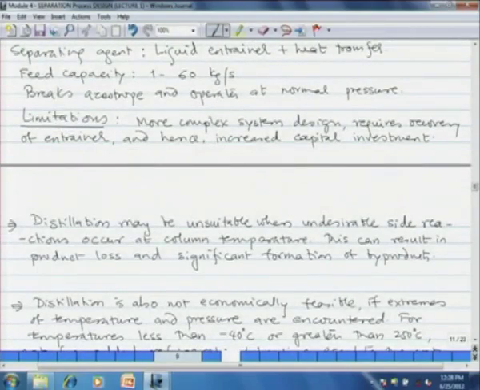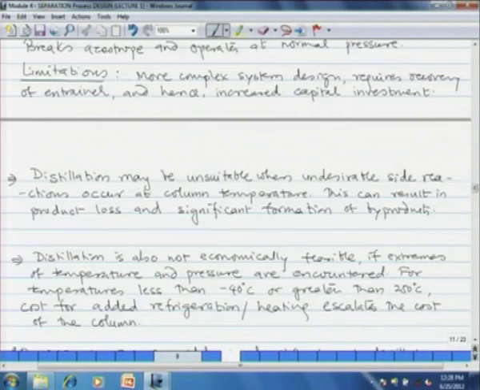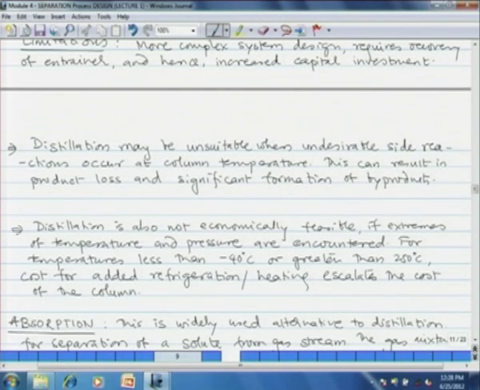You have to be very careful while designing the column. The degrees of freedom are less, and therefore the cost rises. The feed capacity is typically 1 to 60 kg per second. Distillation may also be unsuitable when undesirable side reactions occur at column temperature. This can result in product loss and significant formation of the byproducts.